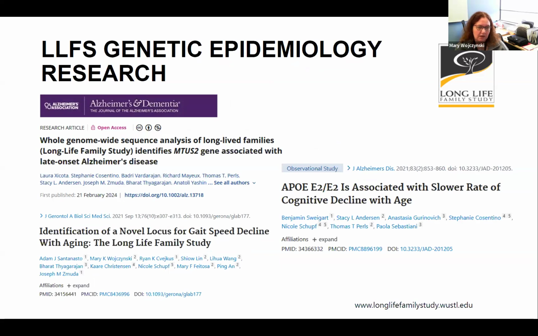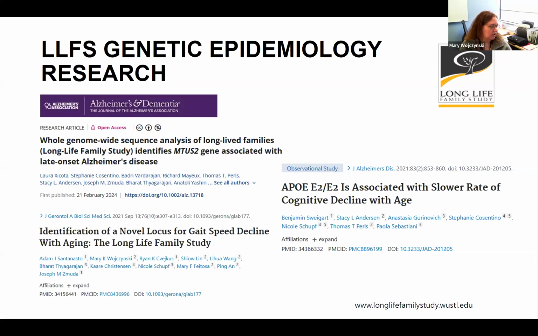Most recently, we found a new gene, MTUS2, which is associated with late onset Alzheimer's disease in our group. We've shown that the ApoE E2E2 variant is associated with a slower rate of cognitive decline with aging. And we have found a novel locus for gait speed decline with aging. And again, this has been our main focus over the years, these 3 broad areas.